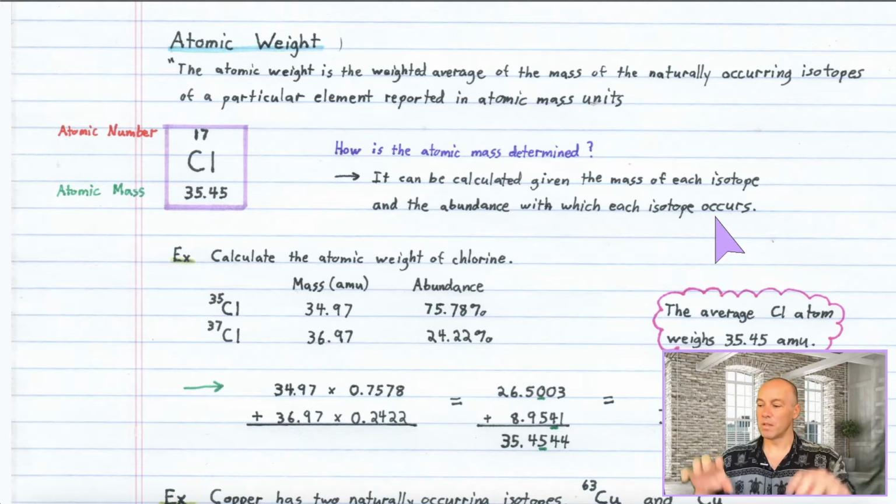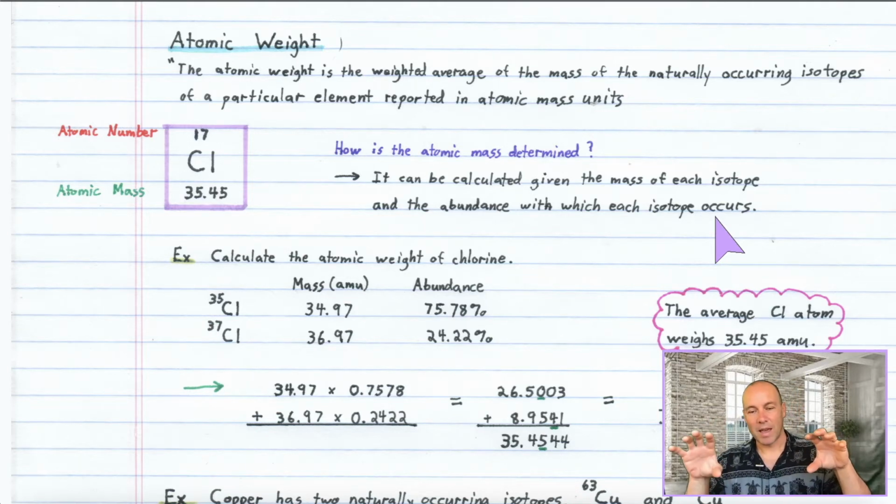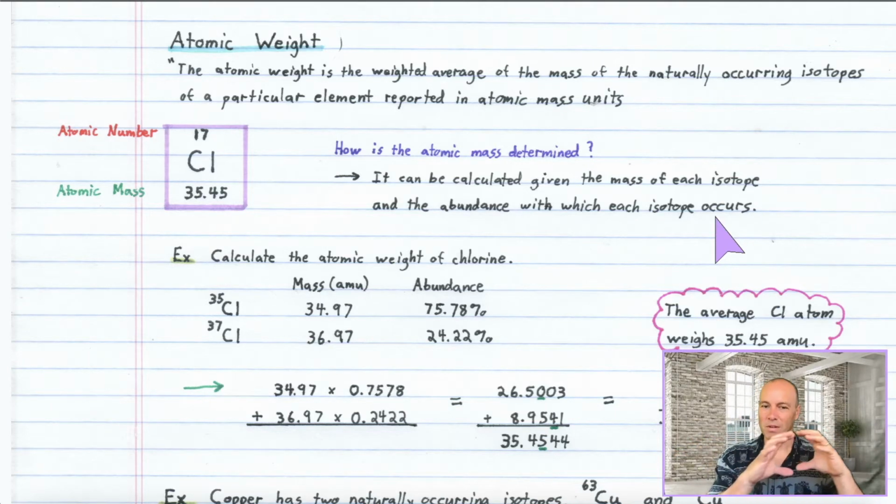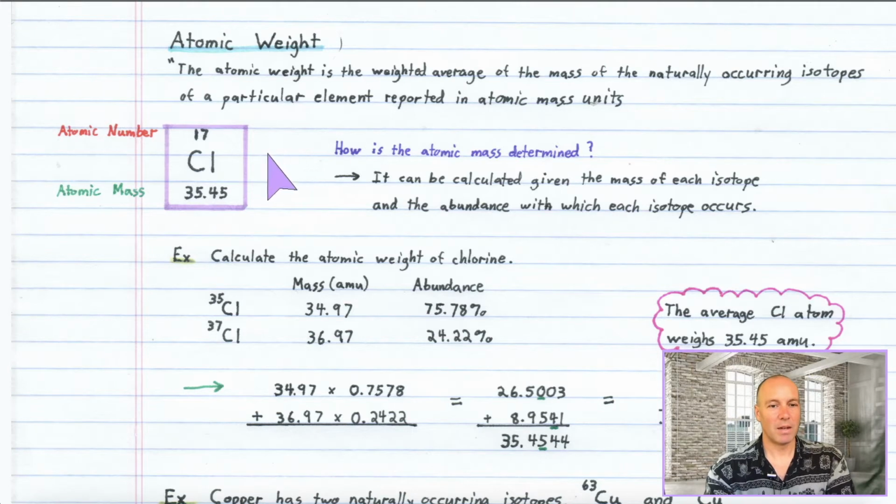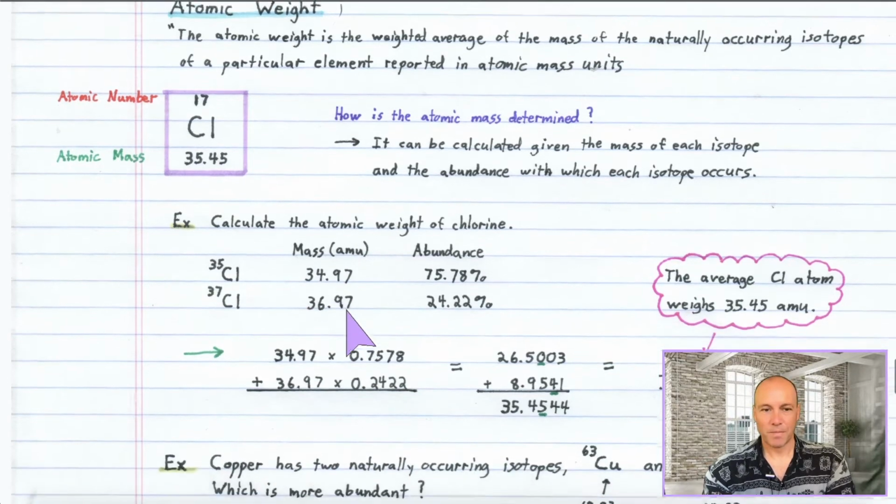So chlorine comes in 2 isotopes. If we know exactly how heavy the 35 isotope is and exactly how heavy the 37 isotope is and what the abundance of each one is, remember it's about 76% of the chlorine atoms are the 35 and about 24% are the 37. If we know that to a little bit more precision, then we can calculate what the atomic mass is. And so the way you do the calculation is as follows.